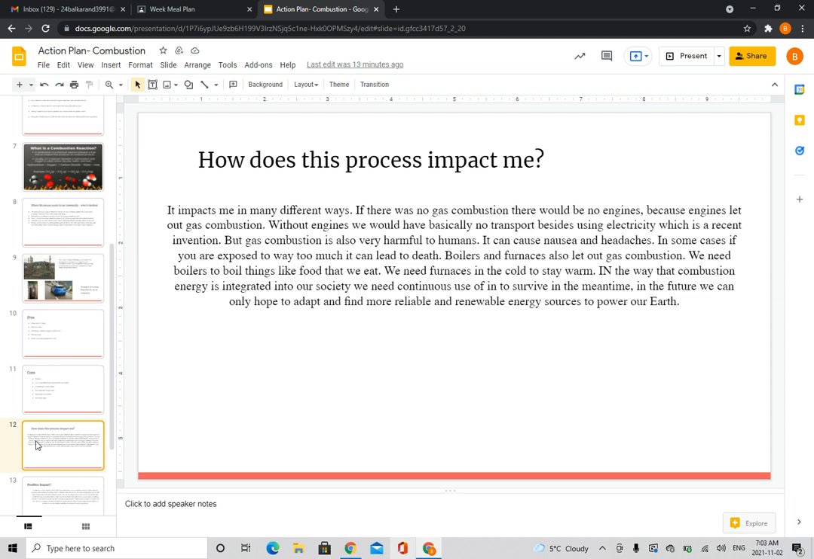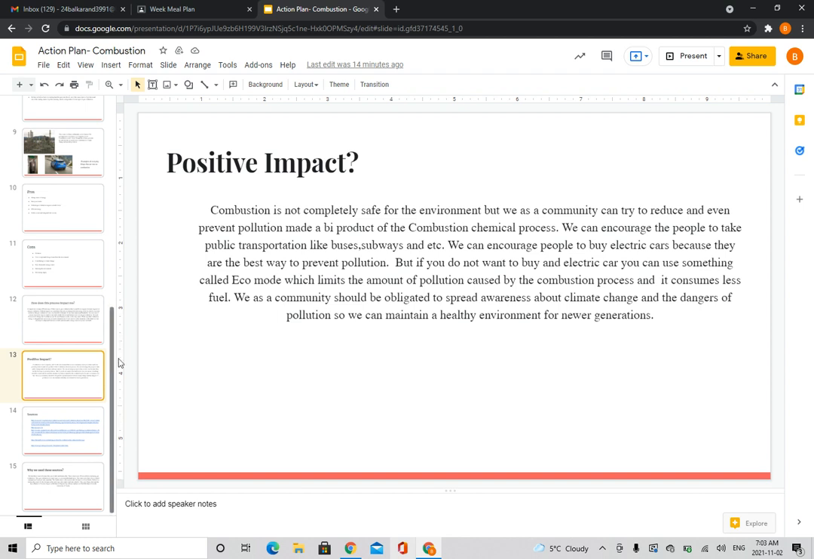Boilers and furnaces also let out gas combustion. We need boilers to boil things like food we eat. We need furnaces to stay warm in the cold. And with the way that combustion energy is integrated into our society, we need to stop causing pollution. Positive impact.